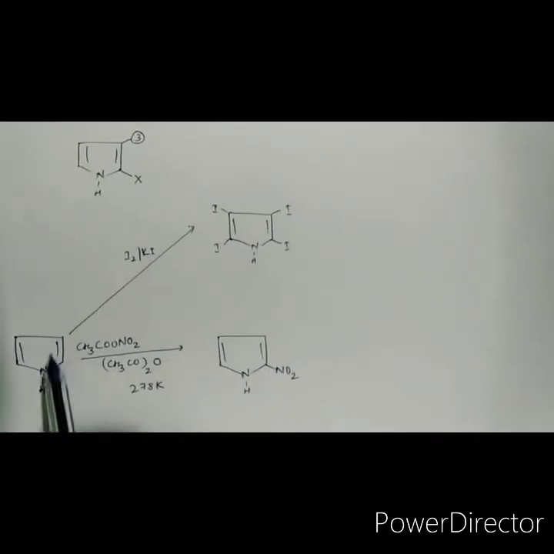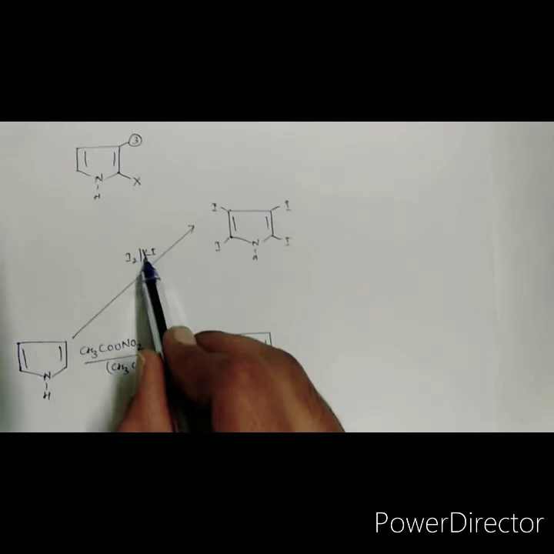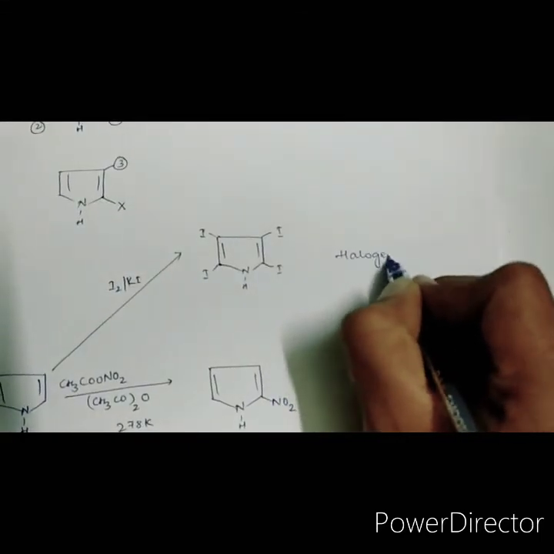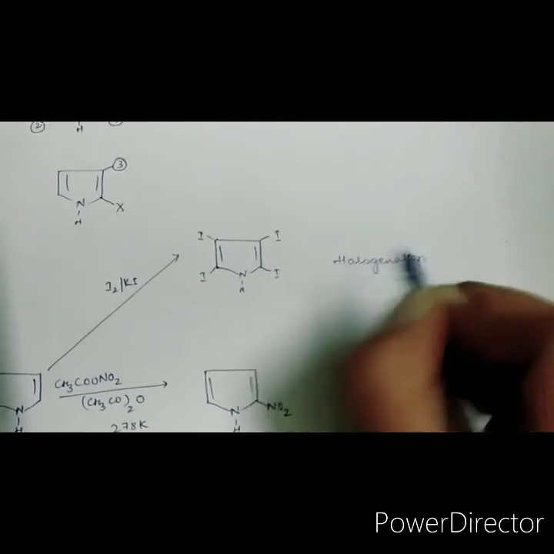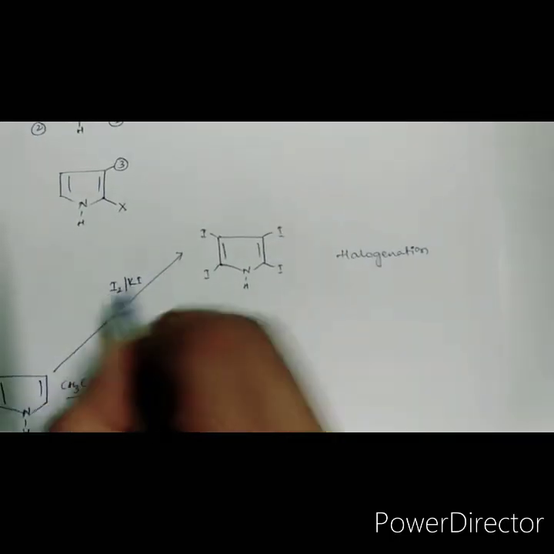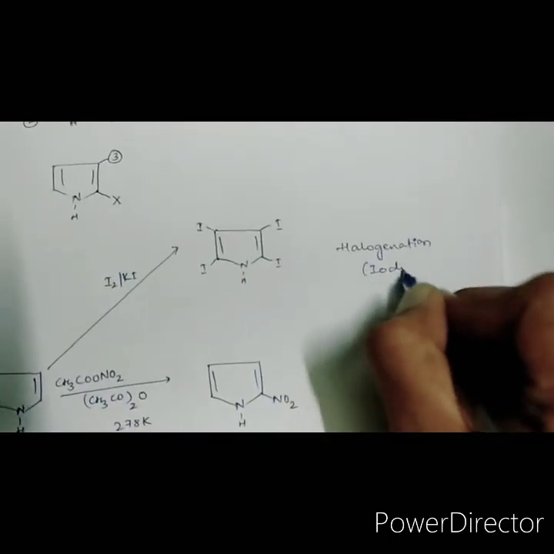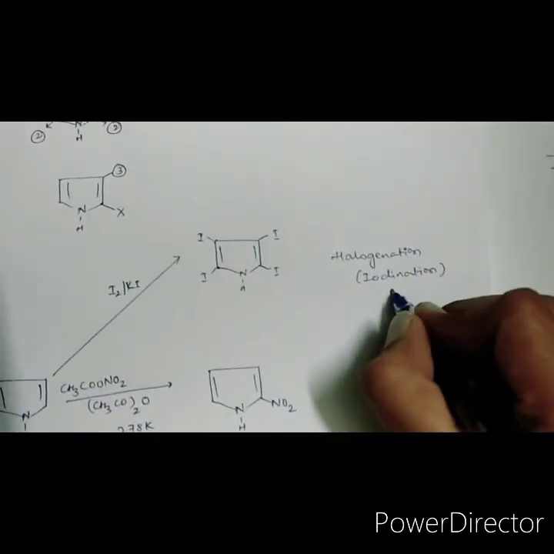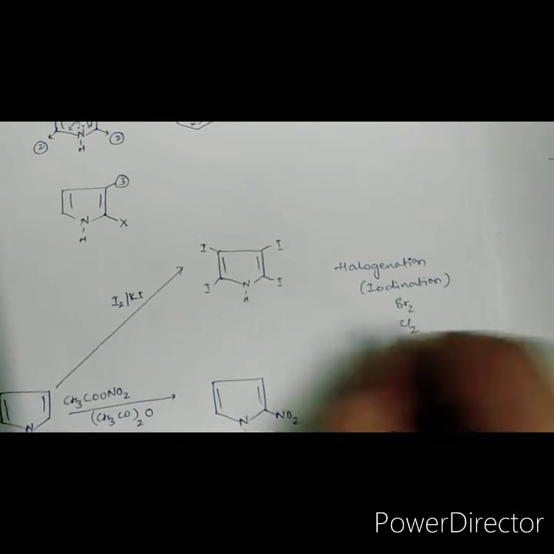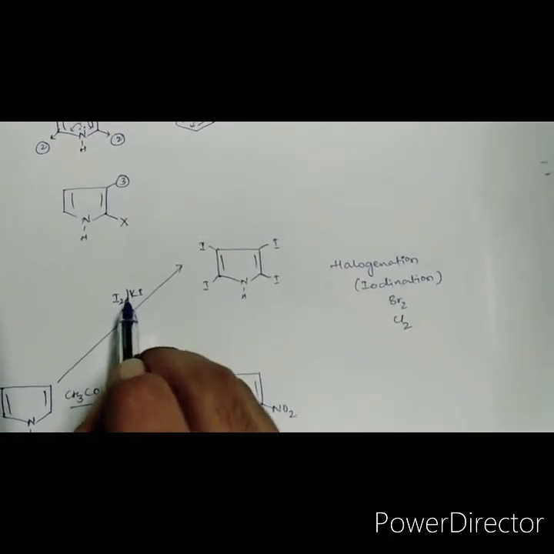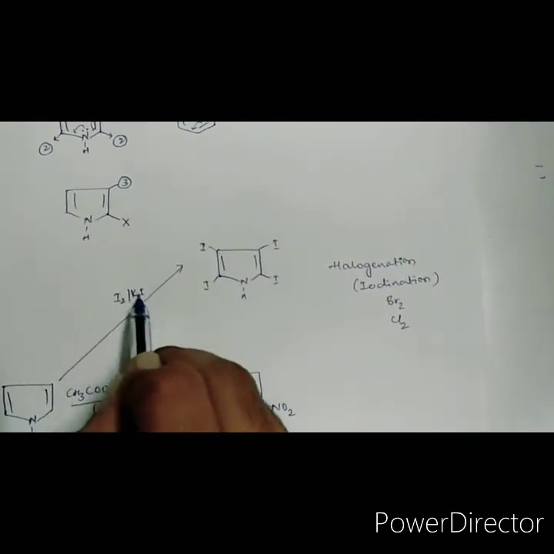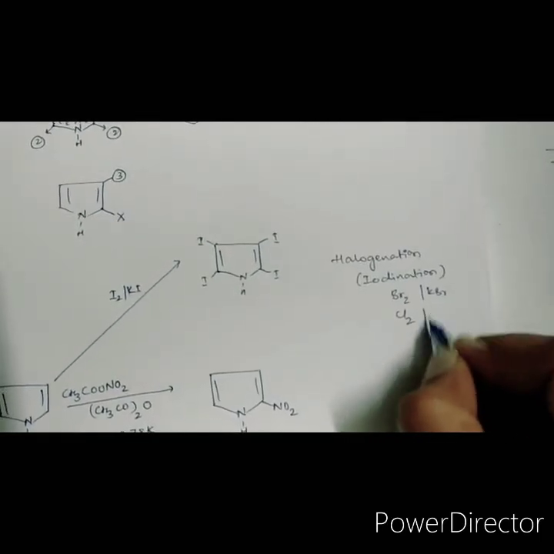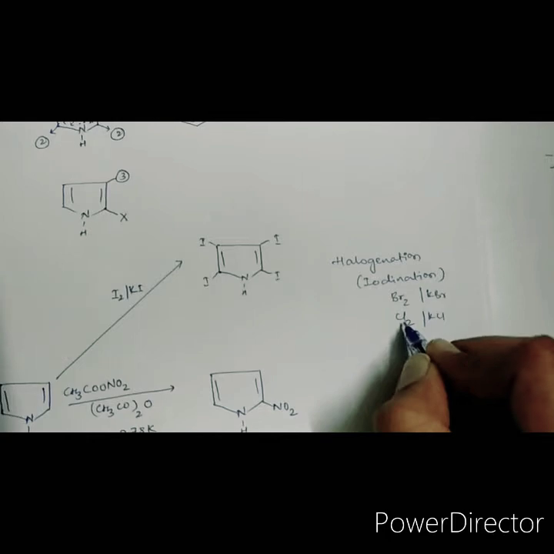So here you can see this is the pyrrole. This undergoes a halogenation reaction. This reaction is known as halogenation, and in specific here you can see it is reacted with iodine, so it is also known as iodination. Instead of iodine you can also react it with bromine or chlorine, and the reagent will be, in case of iodination, iodine and potassium iodide, but in case of bromine you can use potassium bromide, and potassium chloride in case of chlorine.